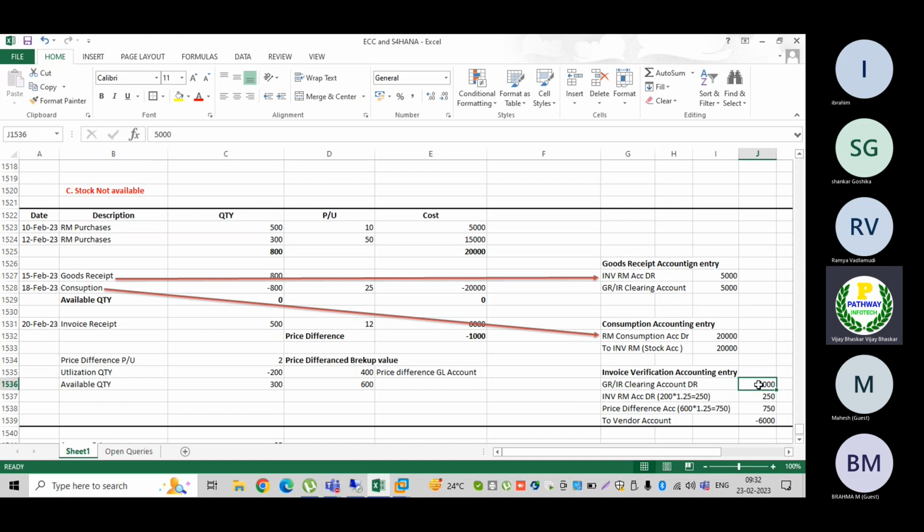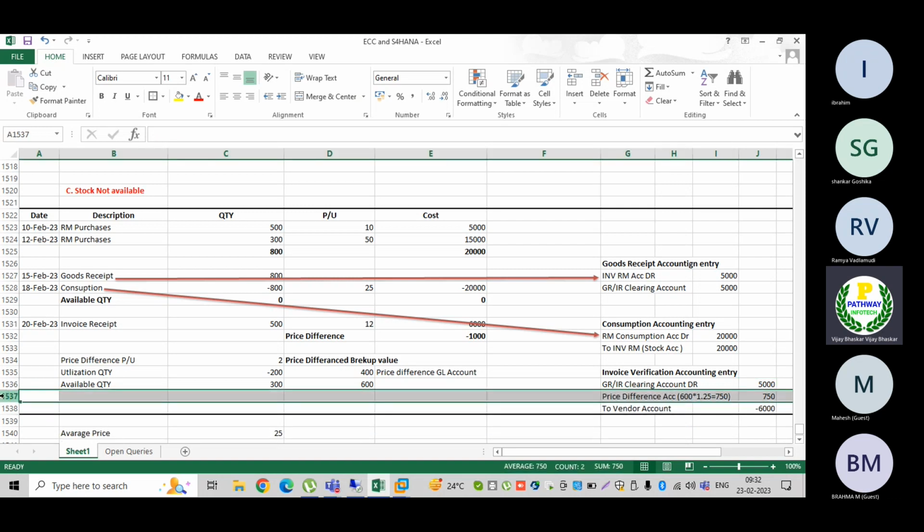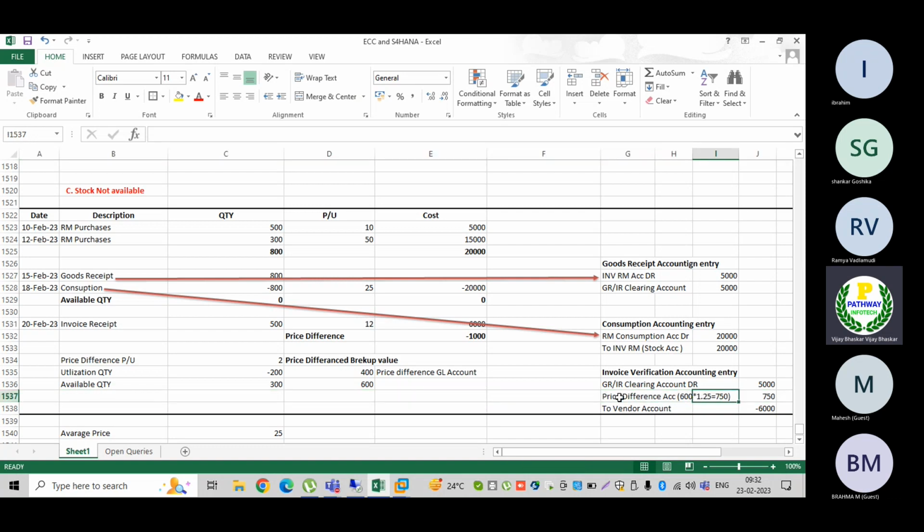Here the difference will not come into the inventory raw material account, because I don't have the stock. Whatever stock I had, I have completely consumed, 800 into 1.25. The total cost would be 1,000 rupees here. This is completely the price difference account which I am showing, then the vendor account. Here I don't have the stock.